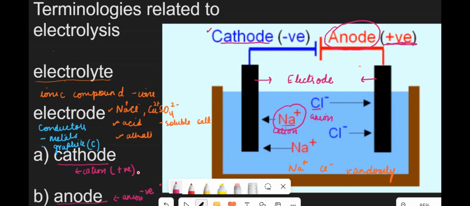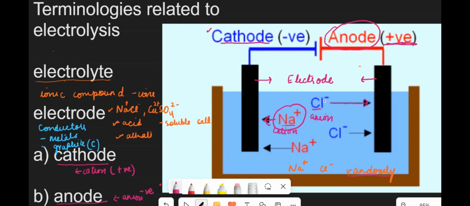Now let's see what happens. Till the time we have not connected the electrode with a DC supply, the ions are randomly moving. But as soon as we have connected them to a DC supply, now these ions are moving in a particular direction. The anions are moving towards the anode, and the cations are moving toward the cathode, right?